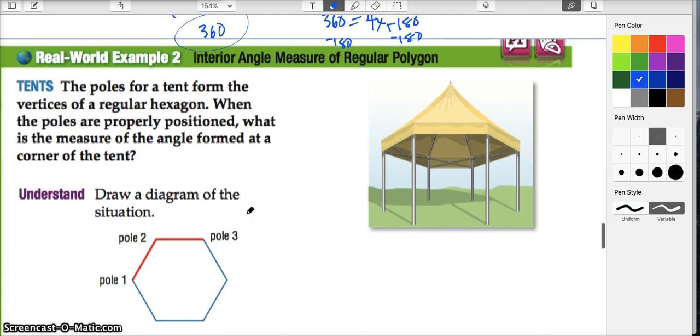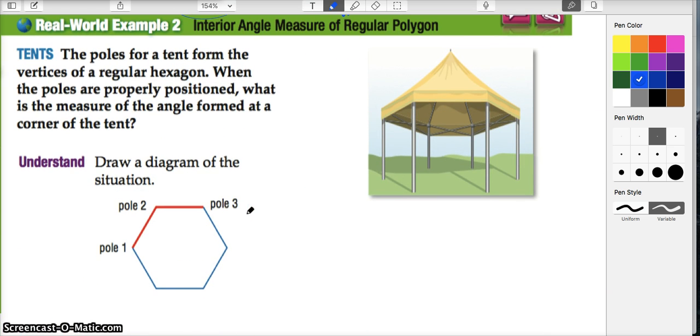Let's go ahead and look at this guy. The poles for a tent form a regular hexagon. This word, I don't remember if we talked about it. Regular is special in that it means all of the angles are congruent, they're equal, and it means all of the sides are equal. So anytime you're talking about a regular polygon, you're talking about a polygon where all the angles are equal and all the sides are equal. Now that that has happened, we know that it's a six-sided figure. Let's try to answer this question.